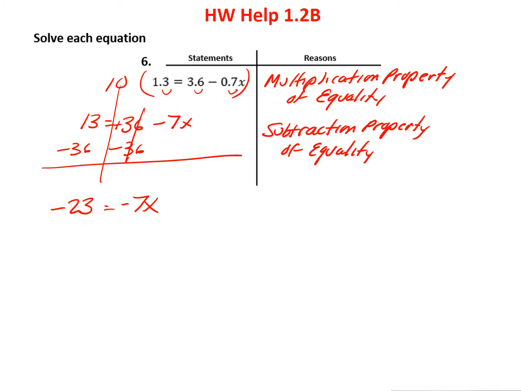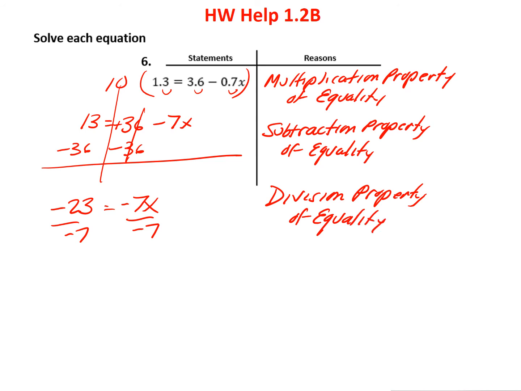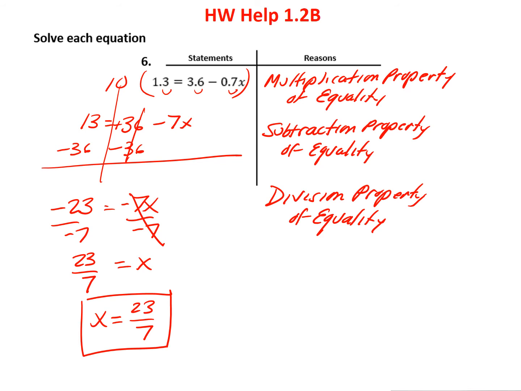And now what we want to do is undo the -7 times x by dividing by -7. This is the division property of equality. So 7 divided by 7 is 1. And we end up over here, negative by negative is positive. So we end up with 23 over 7, or we can reverse that and say that x equals 23 over 7. And that's our answer.